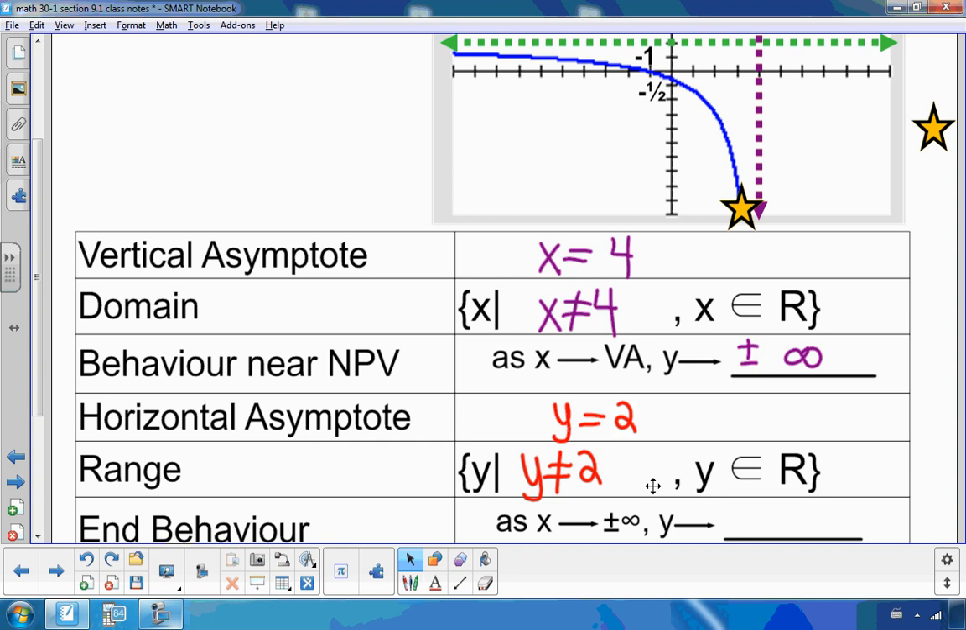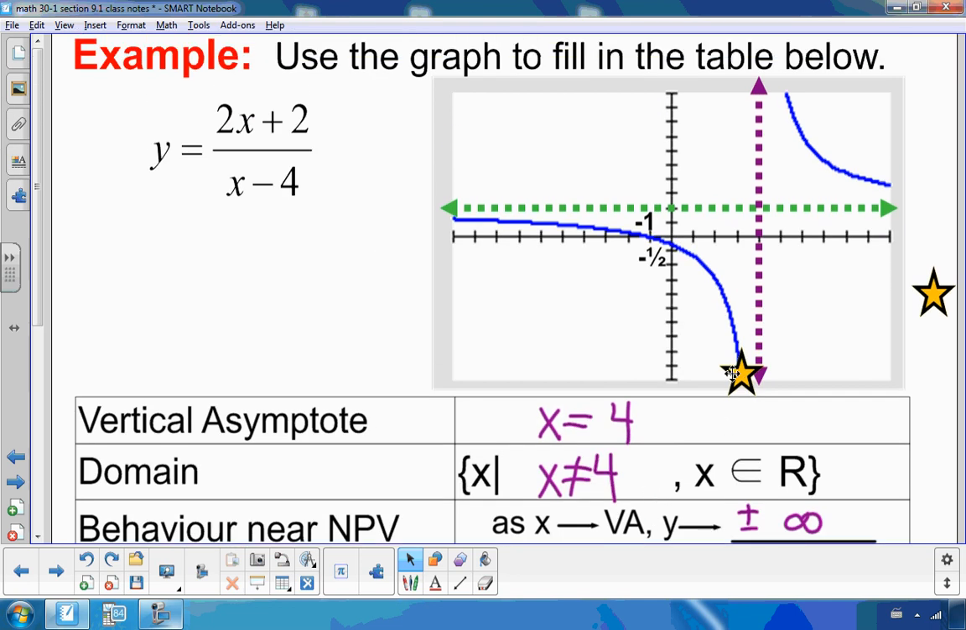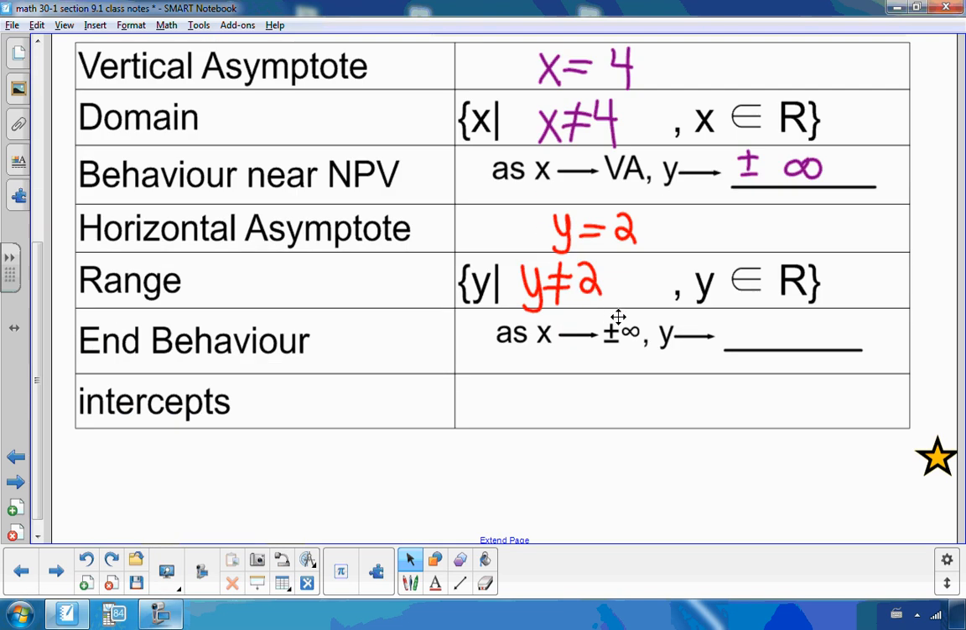So let's look at our behavior as the ends of the graph get bigger. As x gets bigger along here, you can see it's going to get closer to the horizontal asymptote. Same thing on this side here. As x gets even smaller, it's getting closer to the horizontal asymptote. So as x approaches positive and negative infinity, y approaches that horizontal asymptote of 2.